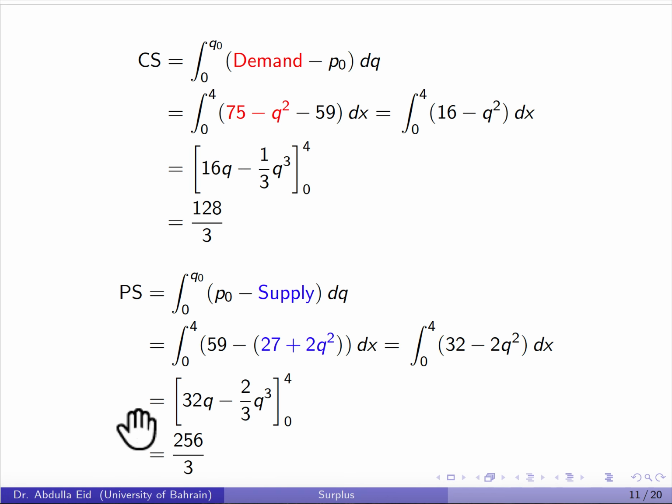In this case, the producer surplus is higher. So the producers are gaining more money than they are expecting to get, compared to the consumer, who again will get money ahead of what he is expecting, but will be less than what the producer is.